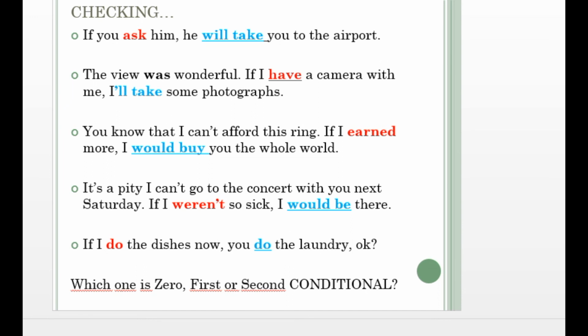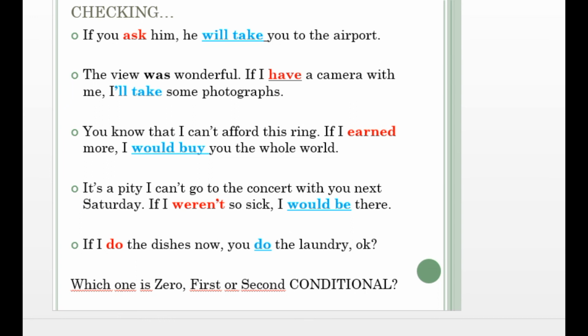I can also use contraction. I'd buy you the whole world, right? It's a pity I can't go to the concert with you next Saturday. If I weren't so sick, if plus the verb in the past, so in the main sentence I use would plus the verb in the infinitive. I would be there. I could contract this if I wanted. I'd be there, right? The last one, if I do the dishes now, you do the laundry, okay?